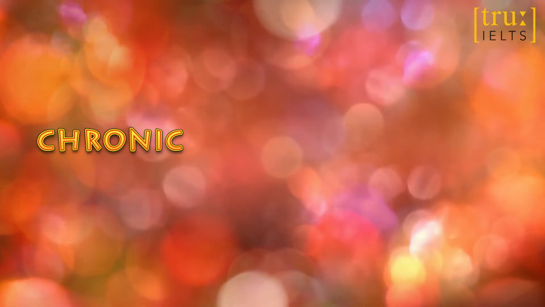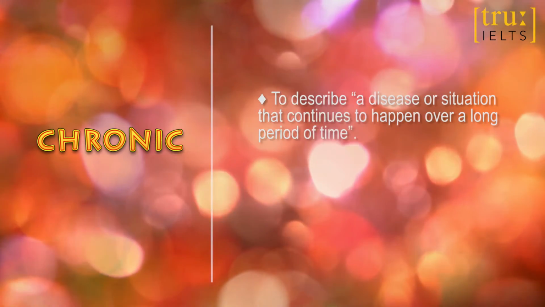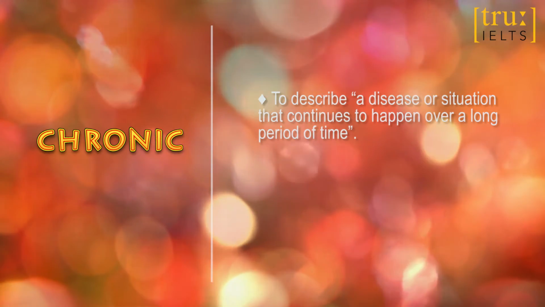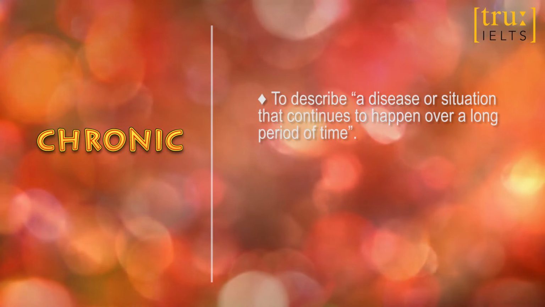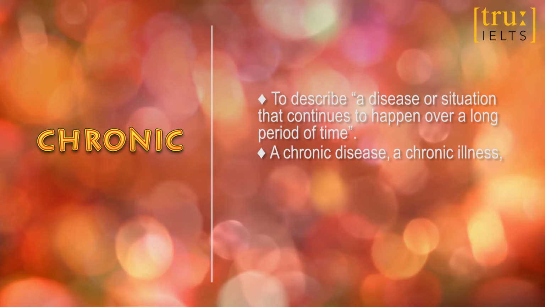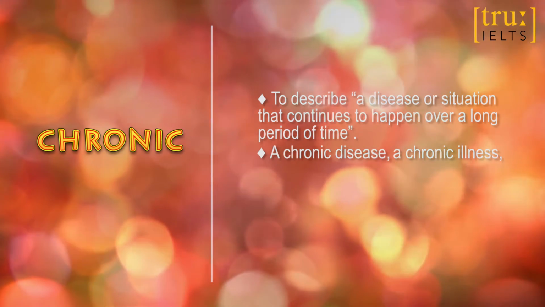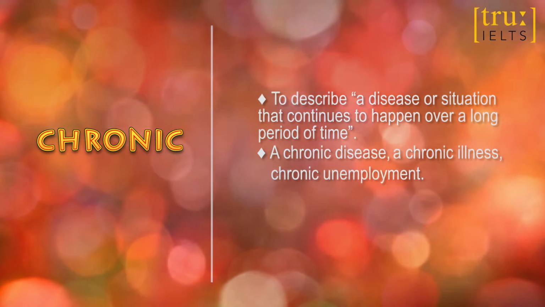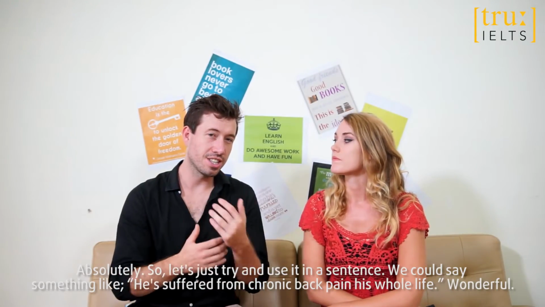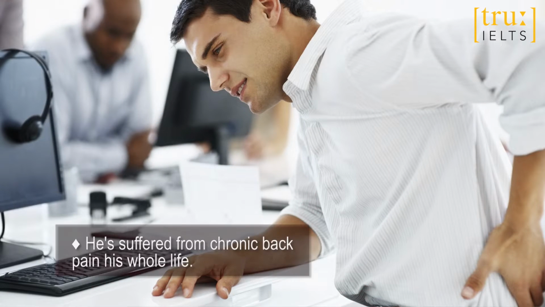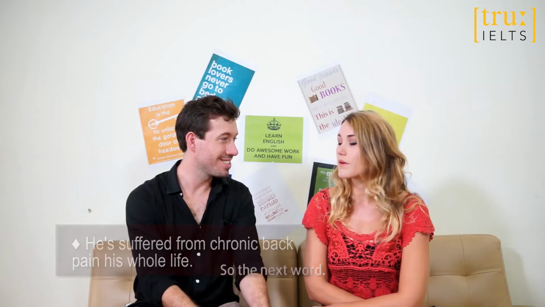Fantastic. Okay, so our next word today is chronic. Chronic is an adjective that we use to describe maybe a disease or a situation which continues to happen over a long period of time. So for example, we could talk about a chronic disease, a chronic illness, or a situation like chronic unemployment, something affecting an area for a long time. Absolutely. So let's try and use it in a sentence. We could say something like, he's suffered from chronic back pain his whole life. Wonderful.